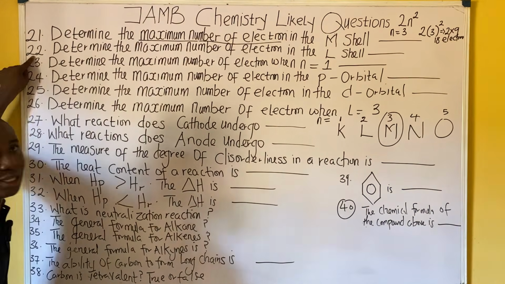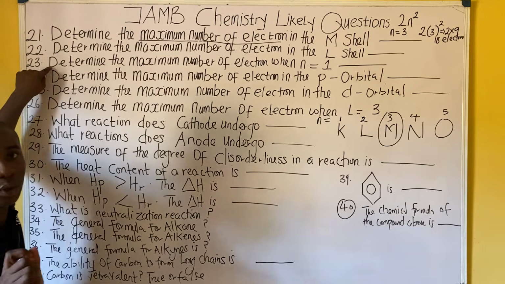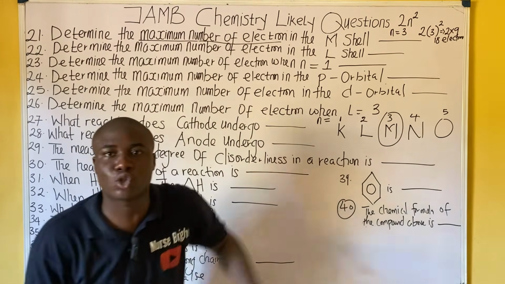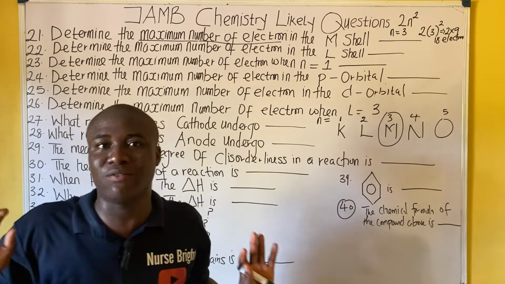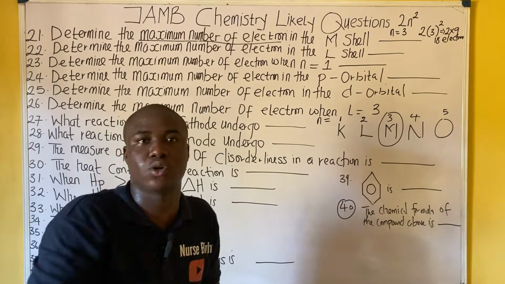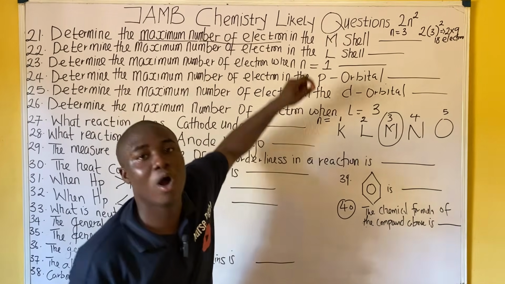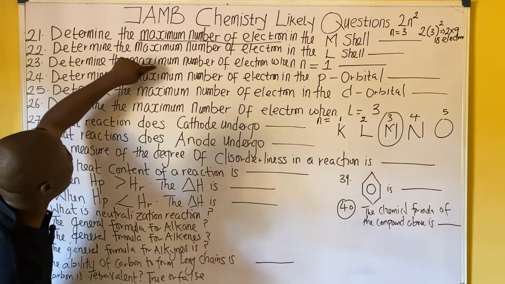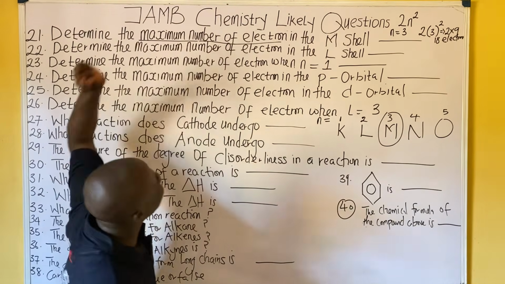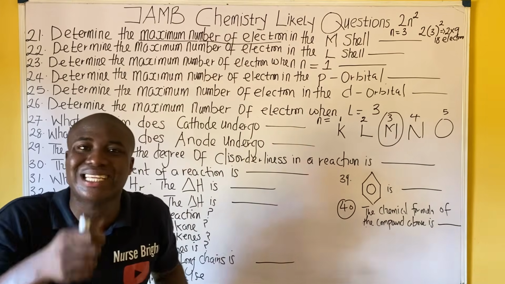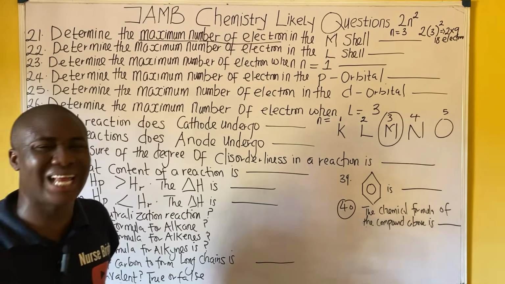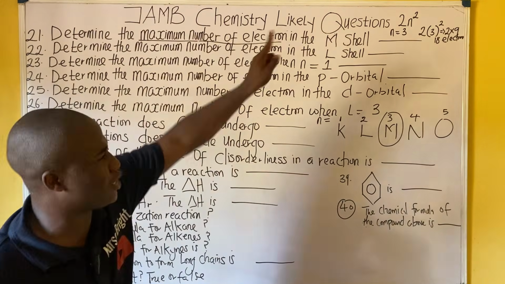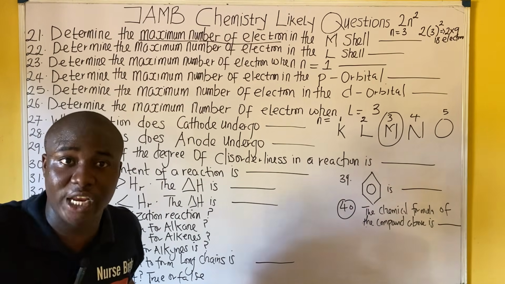So you should solve for question 22. Question 23, this is another way the question can come: determine the maximum number of electrons when n is 1. So they gave you n specifically. They told you n is 1, so get your electrons. Remember, you know that n is your shell. So they are still asking you indirectly to determine the maximum number of electrons in a shell, because n tells us the shell. You understand? Anything that has to do with the maximum number of electrons in a shell, the formula is 2n squared, but it's going to change right now.